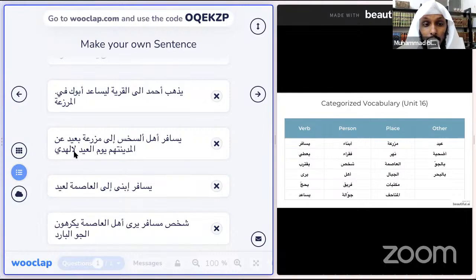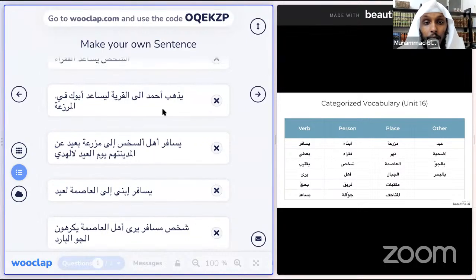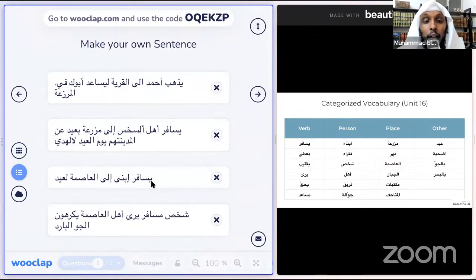للهدي. Okay. First form was للهدي. The alif shouldn't be written there. It should just be two lams, no alif in between. Okay, so the alif kind of like disappears when you have lam followed by alif lam. The alif disappears. But there are some other mistakes here. Okay, but we were here. يسافر ابني إلى العاصمة لعيد.